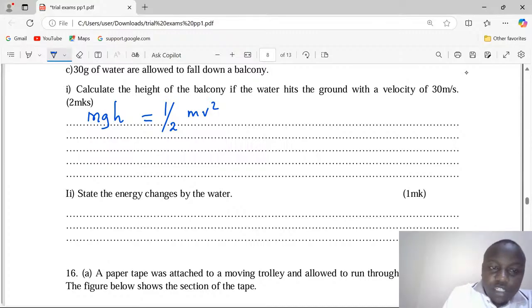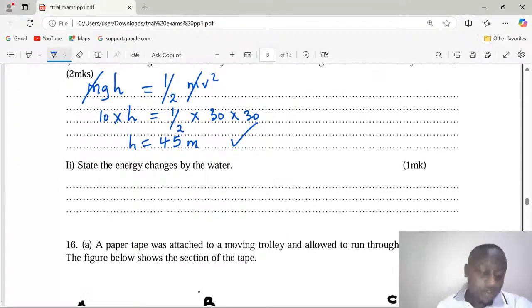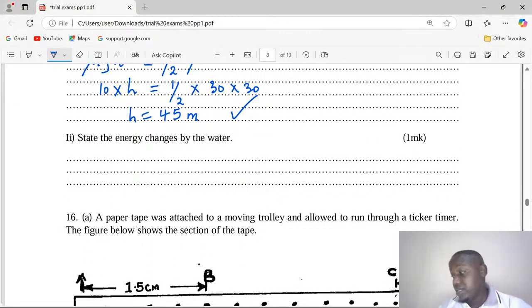Because it is the same body, the mass can cancel out. And we will say g times h equals half times v squared. So to remain with h, we have to divide through by g, whereby it will be 30 times 30 out of 2 times 10, which gives us 20. And so we get 45 meters. The height is 45 meters when you divide properly.